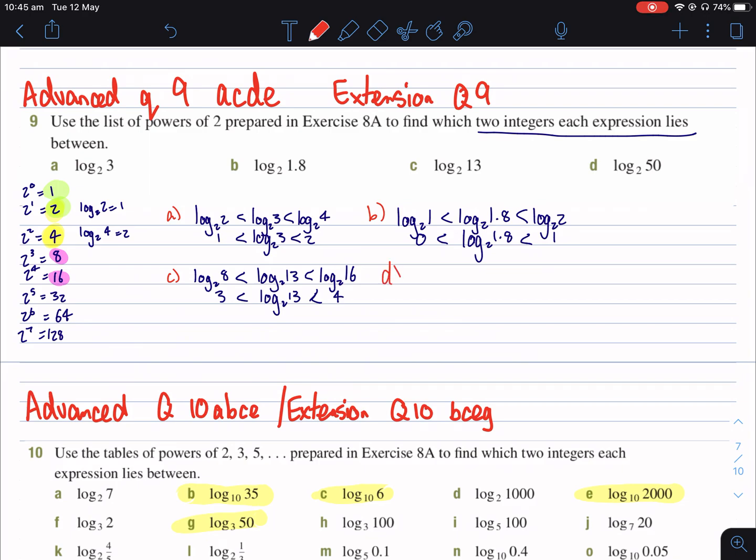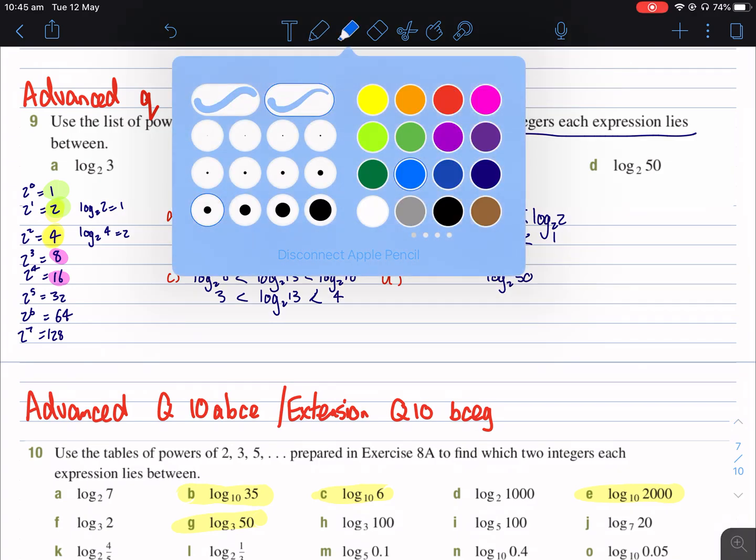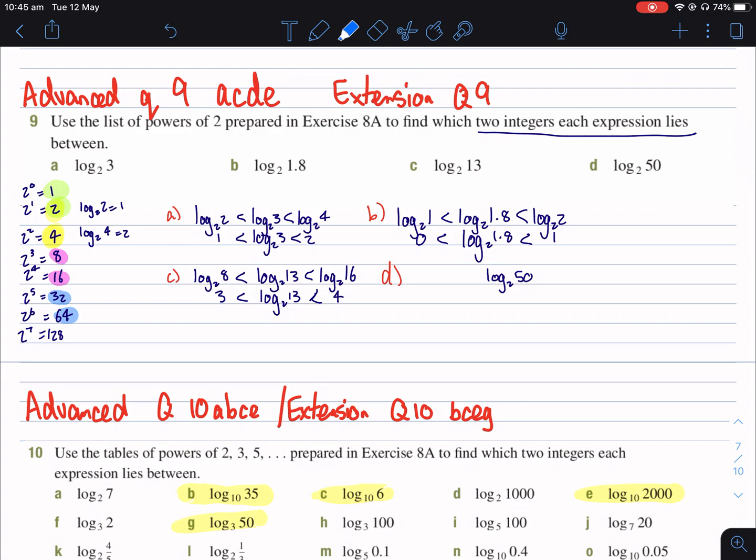And D, log base 2 of 50. Let's have a look in our list and see 50 is between 32 and 64. So log base 2 of 32 is less than log base 2 of 50, which is less than log base 2 of 64. Now I know log base 2 of 32 is 5 because 2 to the 5 equals 32. And 2 to the 6 is 64, so that's 6. So 2 to something equals 50, and that something is a number between 5 and 6.